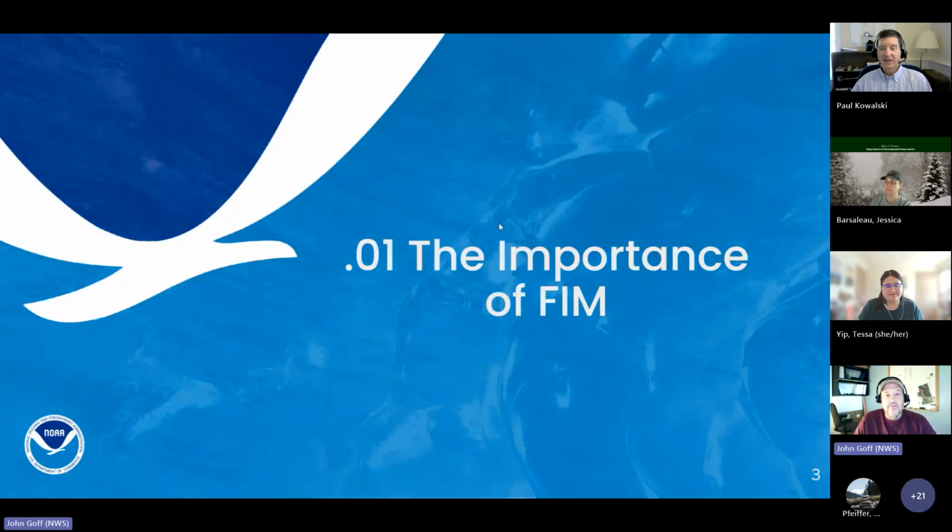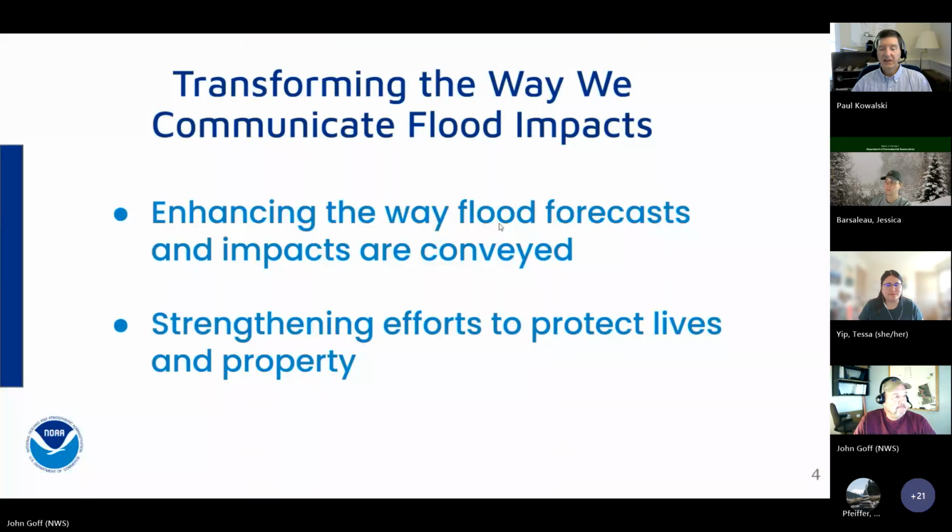So let's talk about the importance of FIM. It's basically going to transform, or enhance, the way we communicate flood impacts. I'm sure many of you have seen a FIM map before, like if you're looking at the FEMA FIRM maps or a USGS inundation map. So it can strengthen efforts to protect our real core mission of the Weather Service and NOAA, which is to protect lives and property and enhance the economy. That's kind of our mission, so to speak, in the public safety realm.